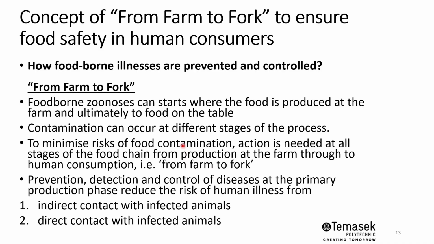So contamination can occur at very different stages of this whole process. Right, so to minimize the risk of food contamination, action is needed at all stages of the food chain, from production all the way to consumption, and hence the term, as I mentioned just now, farm to fork. So prevention, detection, and control of diseases at the primary production phase, that means at the farm area, reduces the risk of human illnesses. When we talk about the different factors that can lead to zoonotic disease transmission, this includes indirect contact with infected animals as well as direct contact with infected animals.